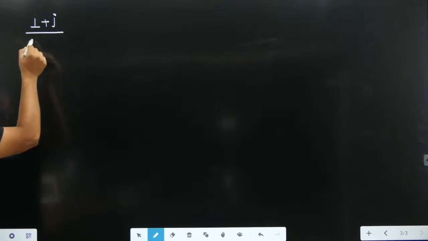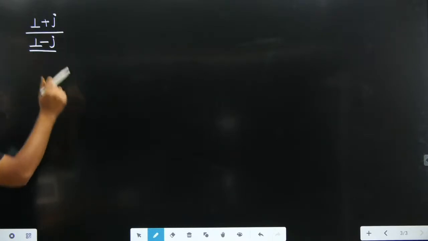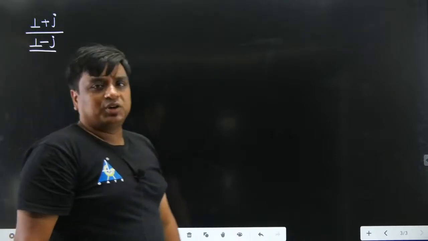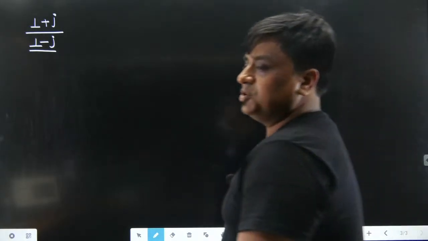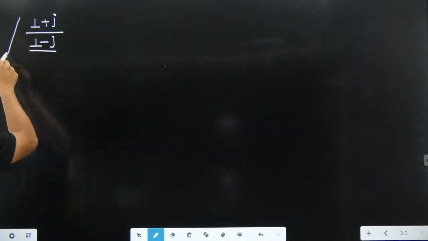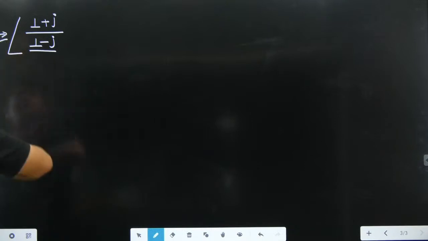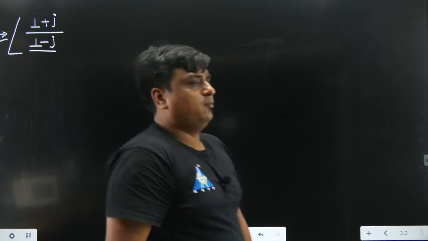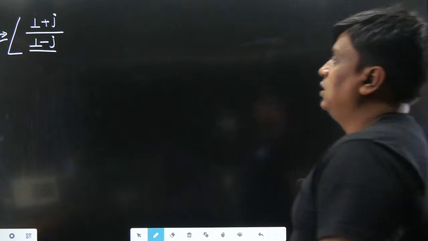Now let me take the next question. I would like to ask the next question from each one of you. 1 plus j divided by 1 minus j. How much phase shift is going to be provided by this factor 1 plus j divided by 1 minus j? I would like to have the input from each one of you. How much phase shift will be provided by this system at a certain operating frequency? Let's take the frequency as omega. Tell me, how much angle would be offered?